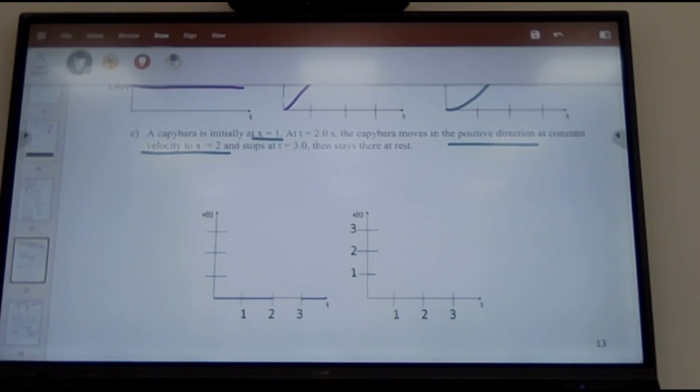So if he doesn't change, at 2 he starts to move in the positive direction with a constant velocity to x equal to 6. Now, this is x equal to 1, this is x equal to 3. To here, he goes at a constant velocity. The slope of this line will give velocity, and that is constant velocity.